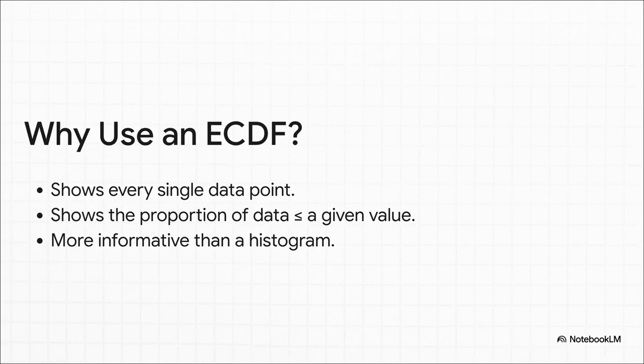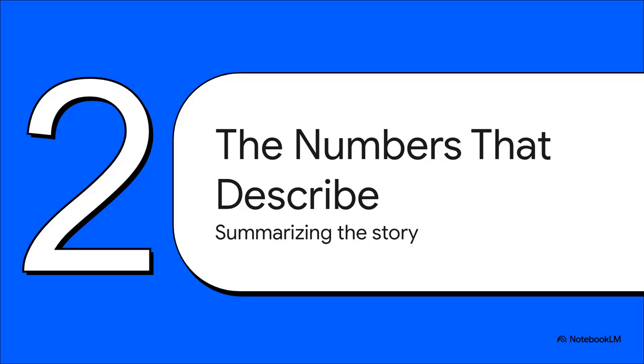A histogram groups data into bins, so you lose a little bit of information. But an ECDF plots every single point. You lose absolutely nothing. Each tiny step up on that graph represents one data point. This means you can ask incredibly precise questions like, hey, what percentage of our customers are under 25 years old? And you can just read the answer right off the chart. It's amazing.